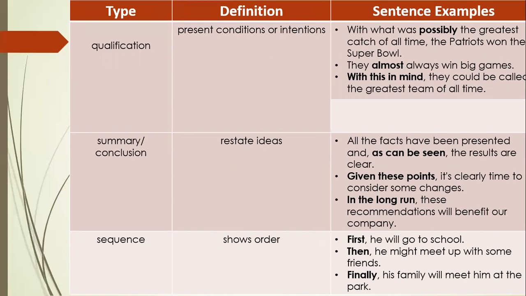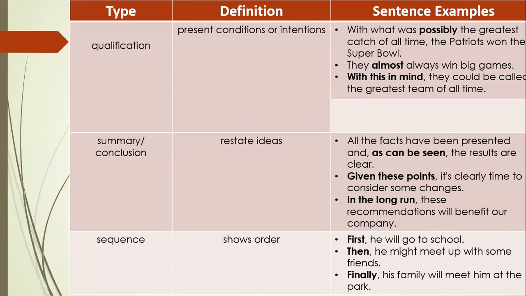So possibly, almost, with this in mind, these all are examples of qualification, which present conditions or intentions. Summary or conclusion restates ideas. When we summarize or talk about a conclusion, it means we are moving towards the end of something. We're going to conclude it. For instance, as can be seen, in the long run, in a nutshell, in short. These all are examples of daily life summary or conclusion transitional devices.